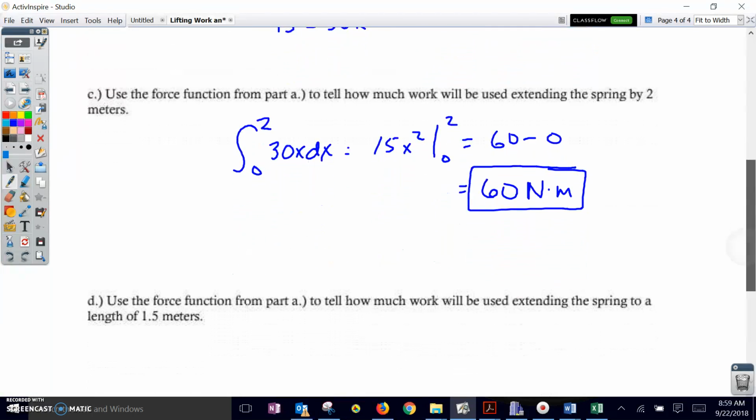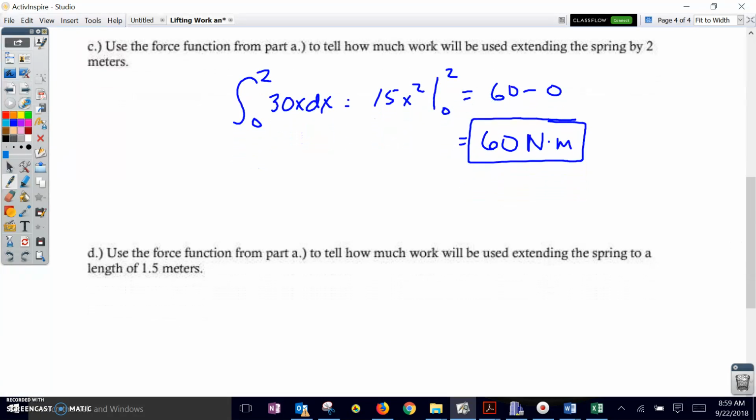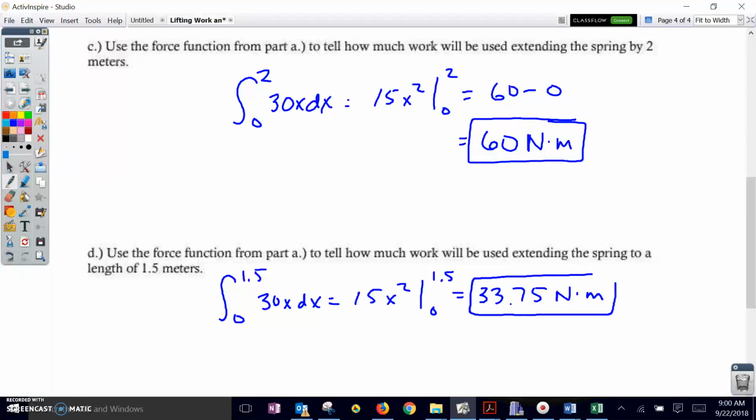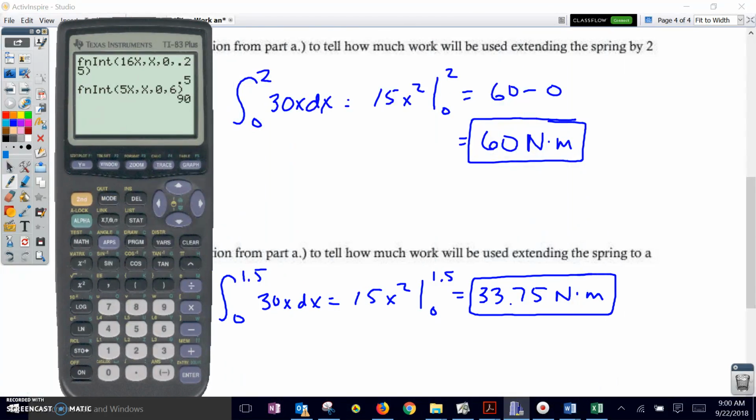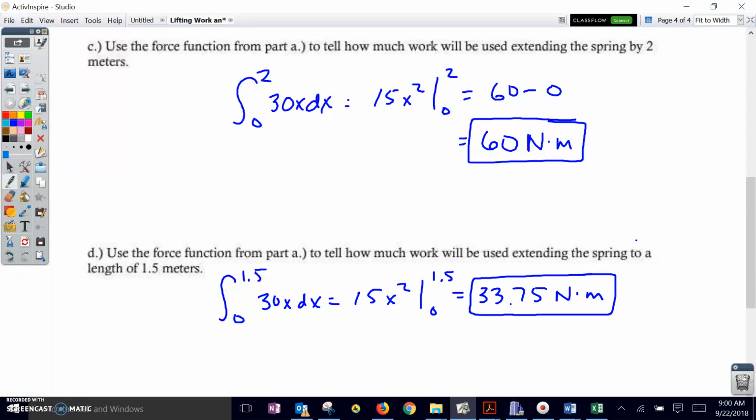And then last part, use the force function from part A to tell how much work will be used extending the spring to a length of 1.5 meters. Same calculation as we just had. And then 1.5 squared is going to be 2.25. 15 times 2.25, that's going to be 33.75, I think. 33.75 Newton meters to extend the spring to that length. Let me double check my arithmetic here. Alright, cool.